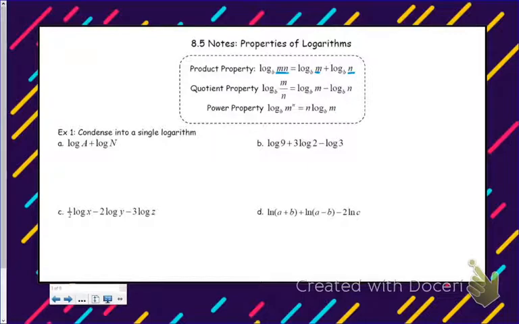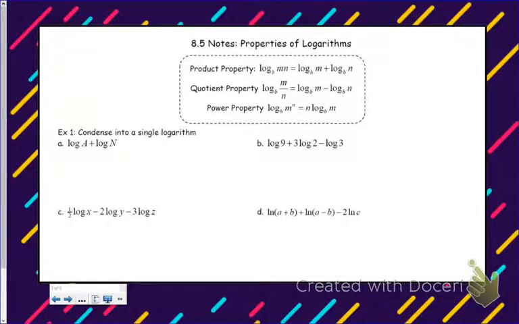Quotient property, again, kind of follows the same rules. When you have division in the argument, you can separate that into subtraction of your logs. Again, if you had x to the fourth over x squared, you could subtract those exponents. Then finally, the power property: with exponents, if we had x squared to the fourth, we multiplied those exponents. So if you have an exponent on your argument, you can take that exponent and multiply it in the front.